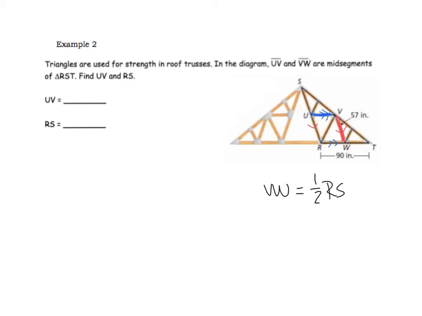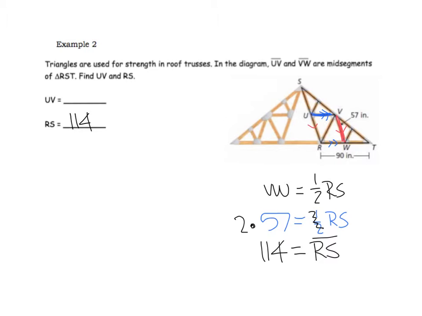Well, what do you know? We actually know what VW is, and that's 57. So 57 is equal to 1/2 of RS. So really all we have to do is multiply by 2, and we get rid of that. So 57 times 2 gives us a total of 114 is going to be what line segment RS is. Do they tell us feet or anything? Inches. Sorry, inches.